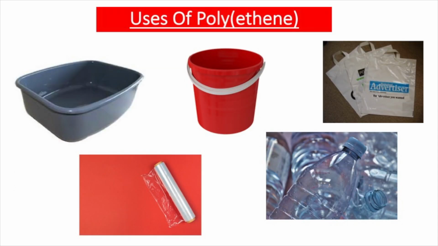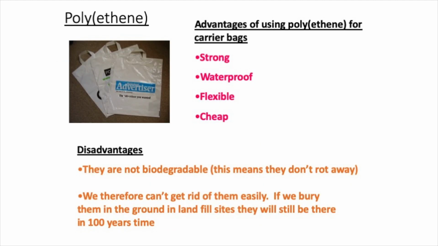Now, polyethene is used to make lots of different products. For example, it's used to make carrier bags, washing up bowls, plastic buckets, food wrap, and drinks bottles. And the reason it has these uses is because it's strong, it's light, it's waterproof, it's flexible, it's cheap to make. These are just some of the reasons why polyethene has these uses.